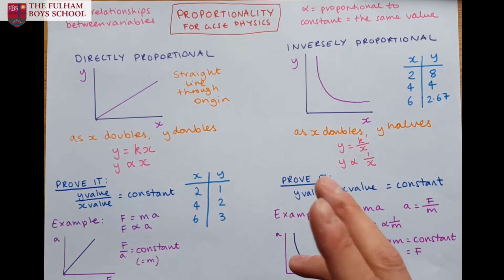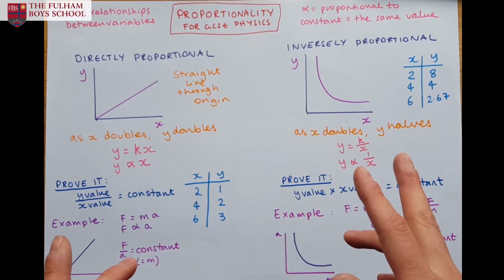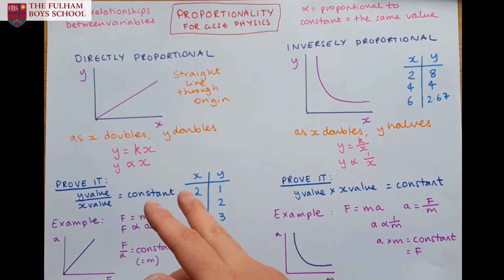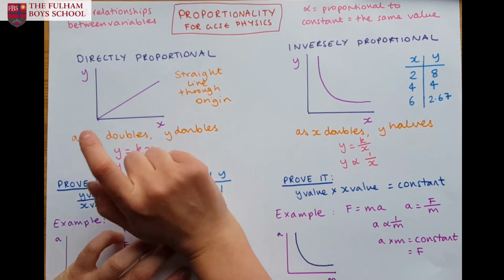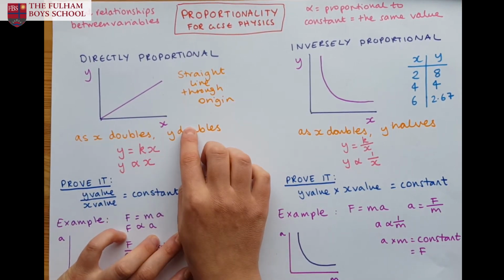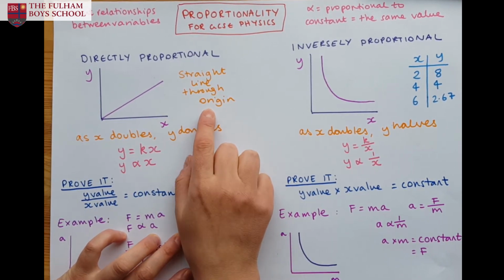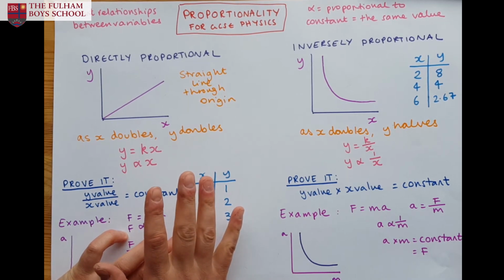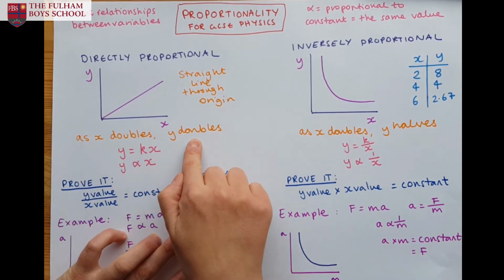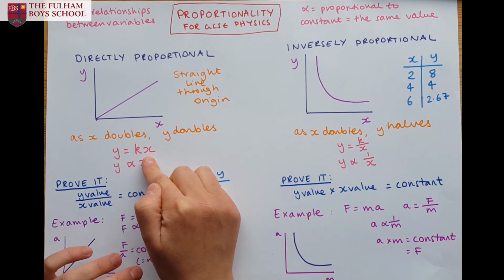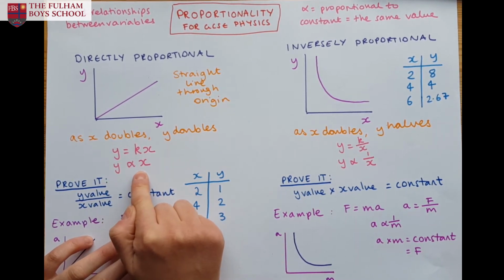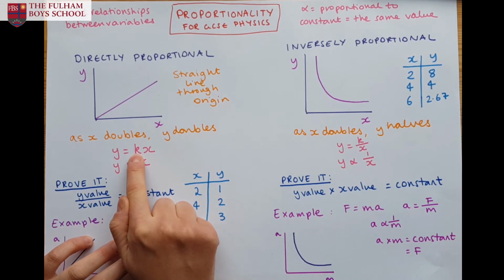Right, so two types of relationships that you need to be able to identify: when things are directly proportional to each other and when things are inversely proportional to each other. So directly proportional. Now you get two values, you plot a graph, your graph comes out like this, a straight line going through the origin. That means your values are directly proportional to each other. It means that as x doubles, y doubles. y is kx is how we mathematically write that, or y is proportional to x. k is the constant of proportionality.